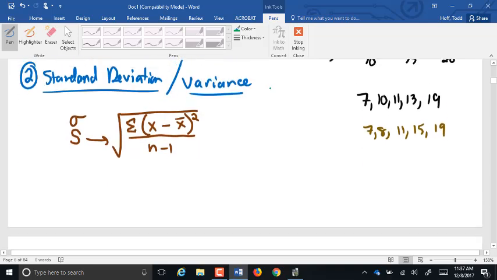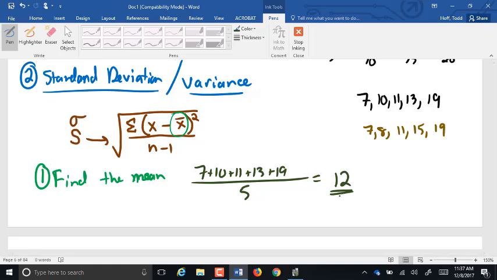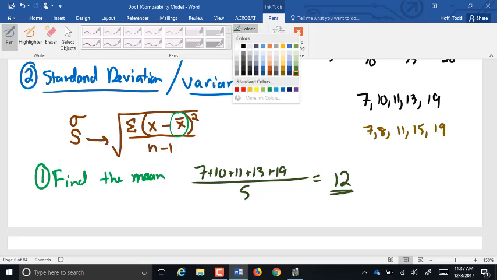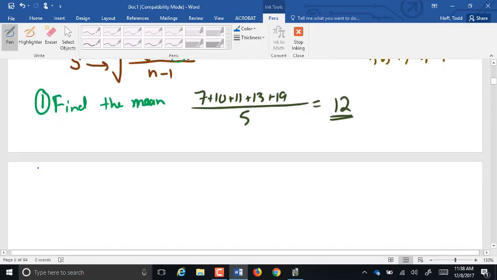There is a step-by-step process that comes right out of the formula. Step 1, find the mean. That's what this part of the formula is, finding the mean. So we're going to add them up. 7 plus 10 plus 11 plus 13 plus 19. That is 60 divided by 5, which is 12 is our mean. Somebody double check me. Just because at this point in the week, I don't trust my internal calculator anymore. Yep, okay, good.